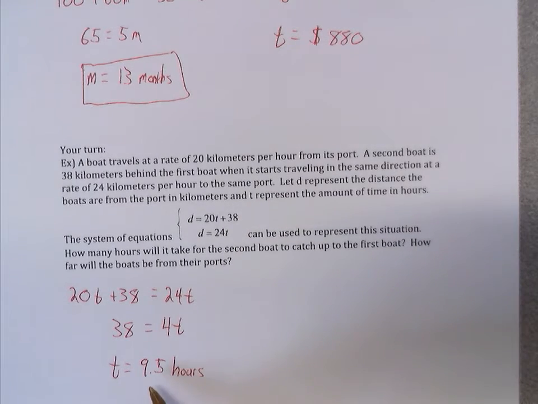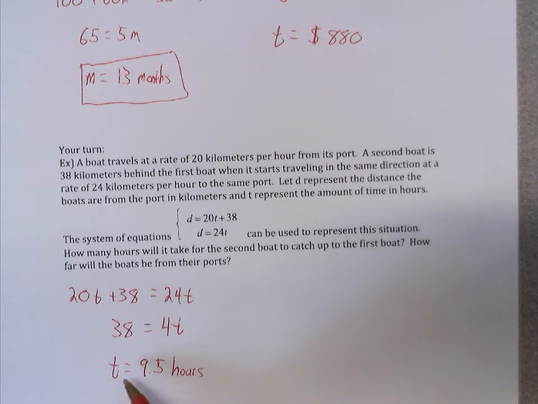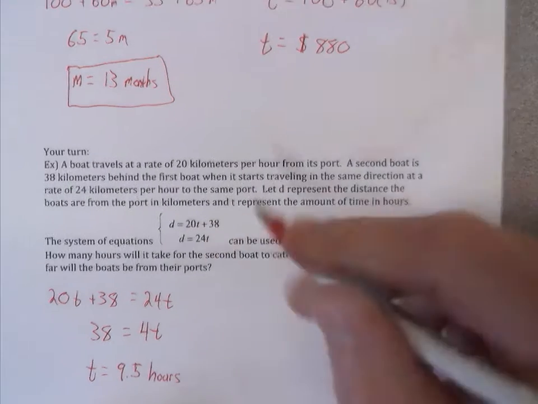because we're talking about time. Time is a continuous thing. And now we want to know the distance they will have gone. We can simply take this time, 9.5 hours, and plug it in for T to either of these.